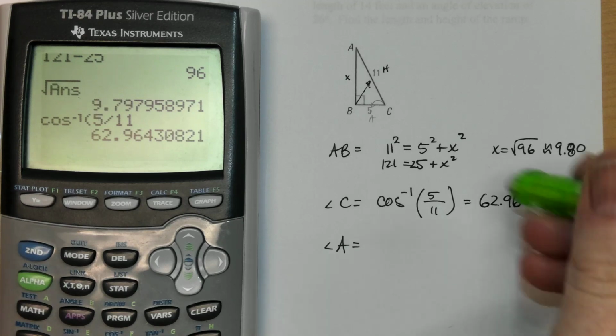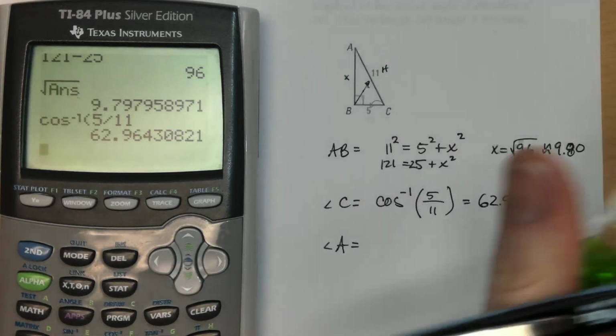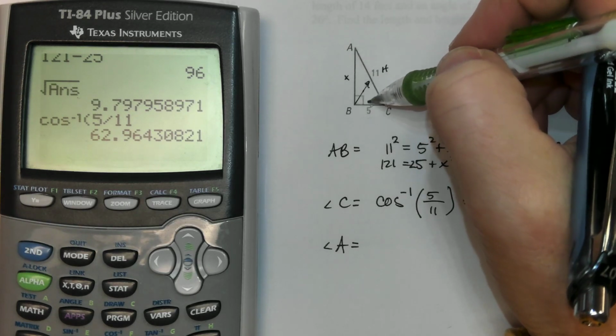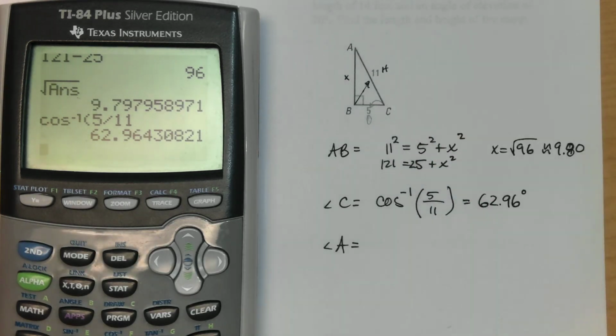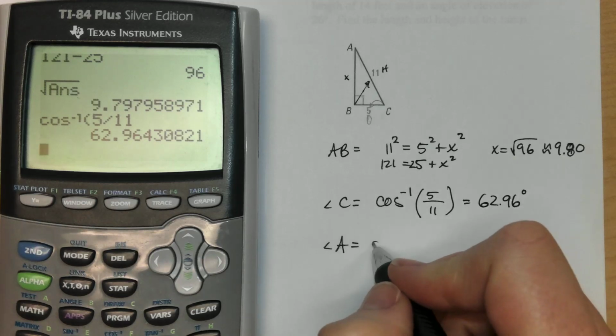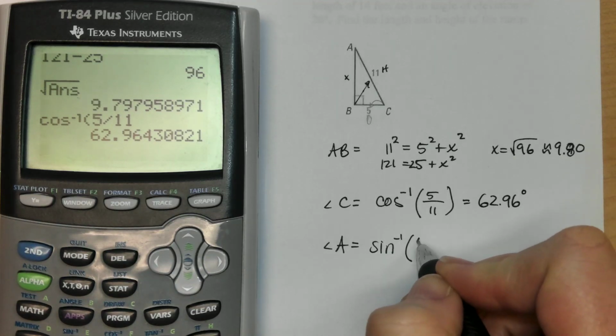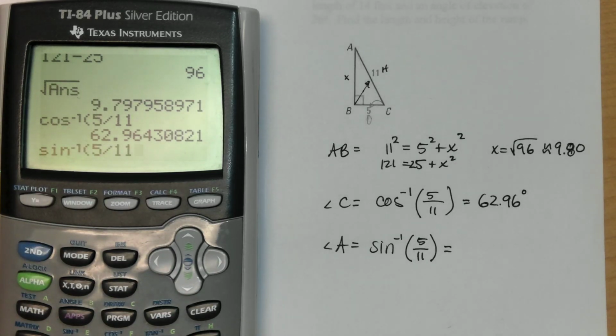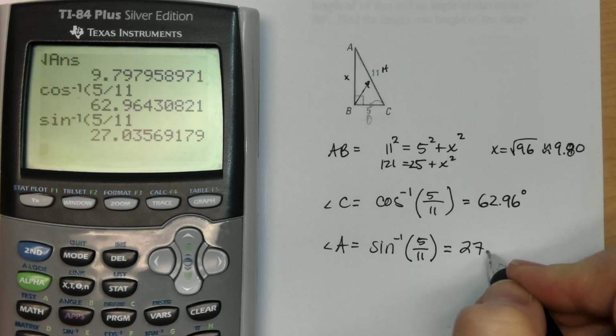Angle A, they're going to change just a little bit. Hypotenuse won't. Hypotenuse always stays the same. But from A's corner, from A's perspective, 5 is the opposite side. And O and H, that's a sine. So inverse sine, 5 over 11, will give us about 27.04.